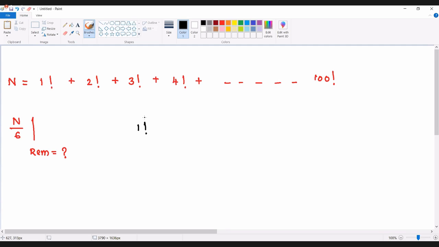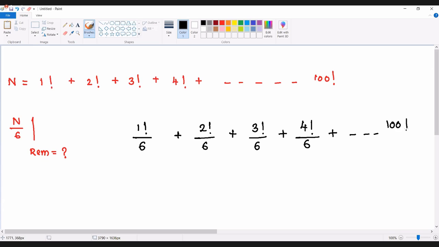So let me apply the basic remainder theorem here. If you are dividing the whole thing by 6, you can go with the individual remainders. 1 factorial divided by 6 plus 2 factorial divided by 6 plus 3 factorial divided by 6 plus 4 factorial divided by 6, like that it will go on till 100 factorial divided by 6. Now we need to get the individual remainders. What is the value of 1 factorial? 1 factorial is nothing but 1. 1 when we divide by 6, what is the remainder? That is going to be 1 itself.